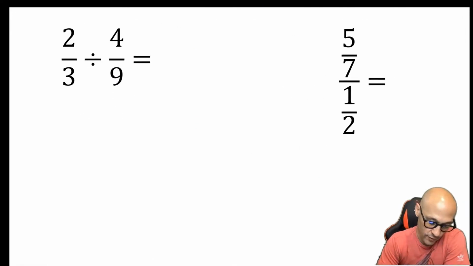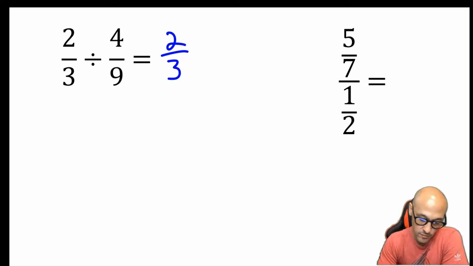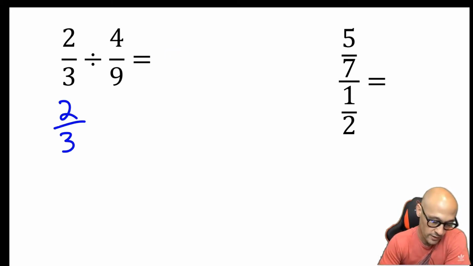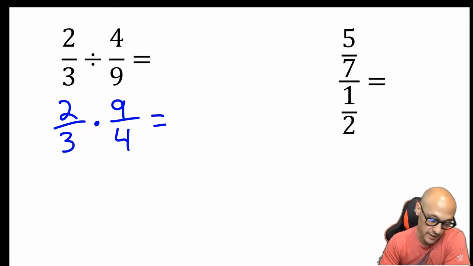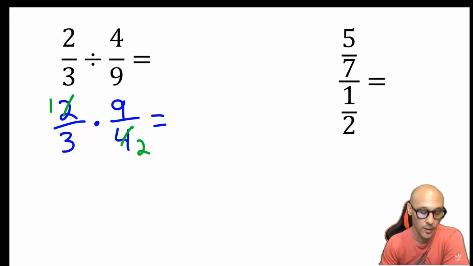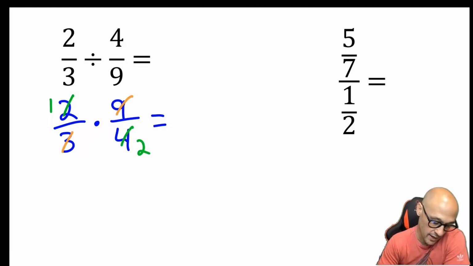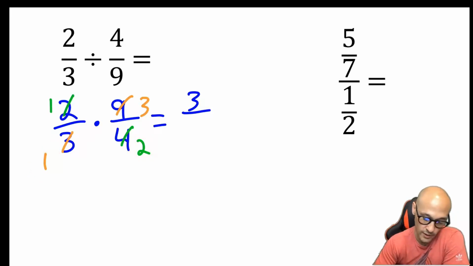So again, we take the first fraction, 2/3. Let's write it down below. 2/3. That's the dividend, it stays the same. Change the division to multiplication. And take the reciprocal of the divisor. Now I see that the 2 and the 4 both have a common divisor. And the 3 and the 9 both have a common divisor. So now we multiply 1 times 3, and we get 3 over 1 times 2, and we get 2.